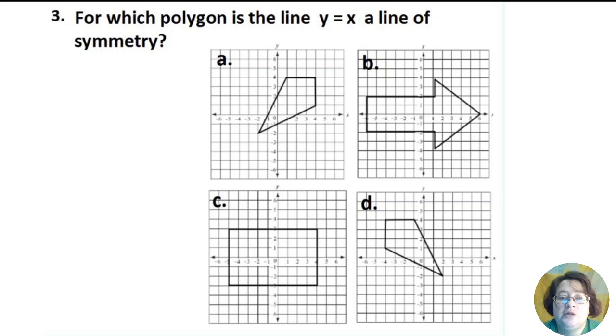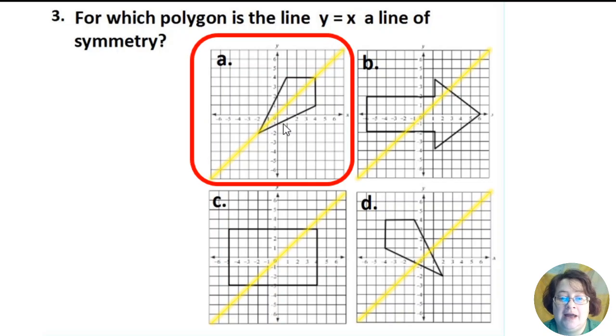Number 3, for which polygon is the line y equals x a line of symmetry? We can draw the line y equals x, our perfect diagonal, on all 4 of our answer choices. And if I look at these pictures, the only one that cuts in half is answer choice A.